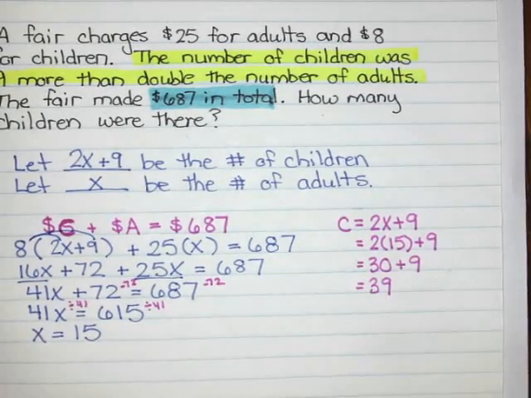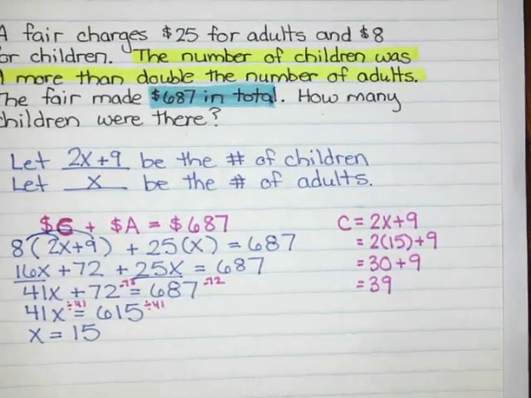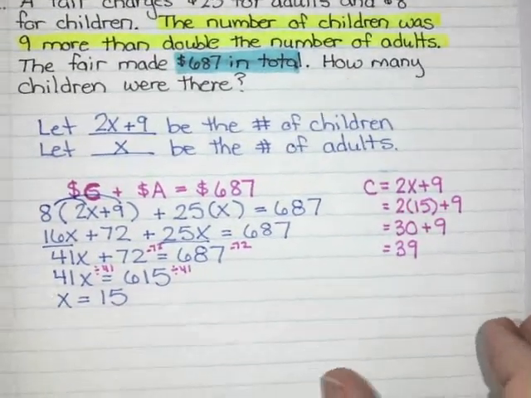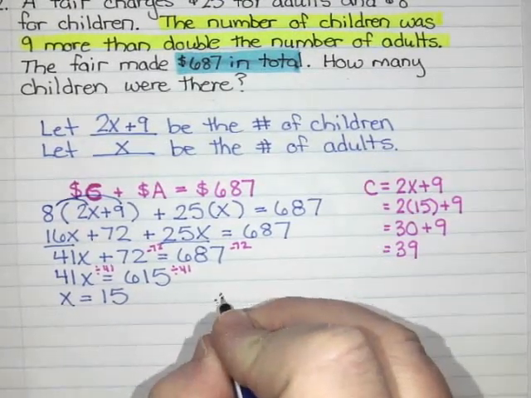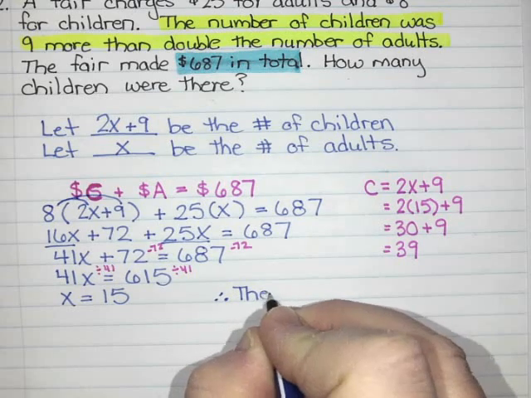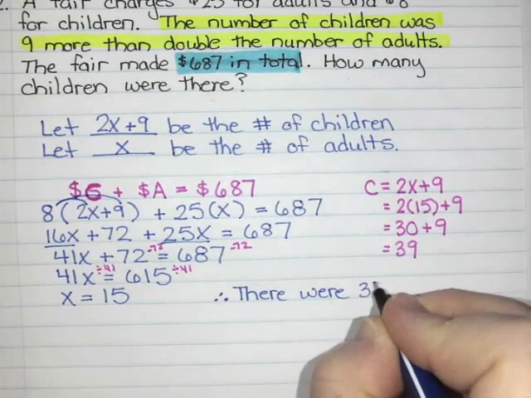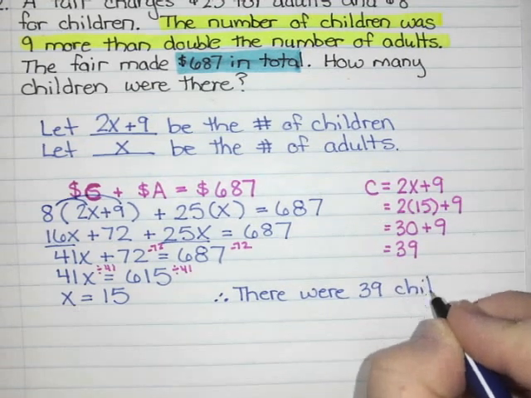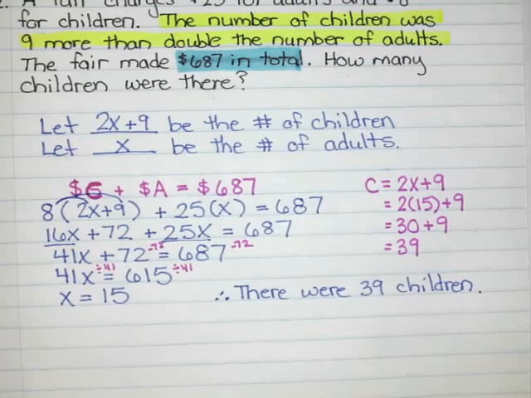So we don't have to calculate the number of adults, but the benefit of doing it would be that I could maybe check to see that they work out to be the right number. I think I'm just going to trust our work and hope that we're right here, and say that there were 39 children. And that's how you do a money word problem.